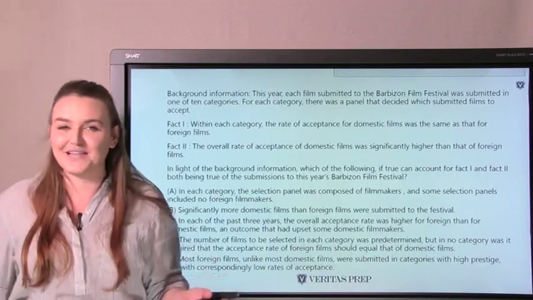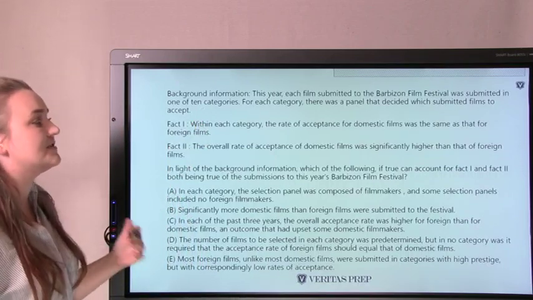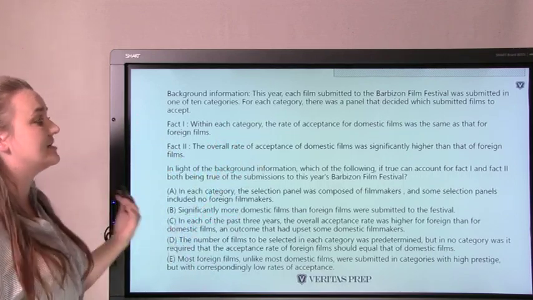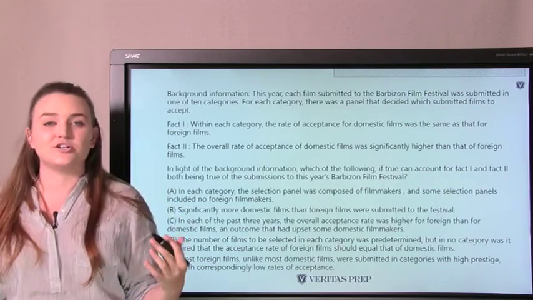That's why I've saved it for last, but it's a good one. Each film submitted to this film festival was submitted in one of 10 categories, and for each category there was a panel that decided which submitted films to accept. So, a pretty straightforward situation at hand.